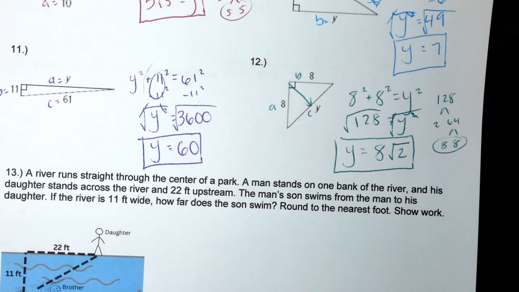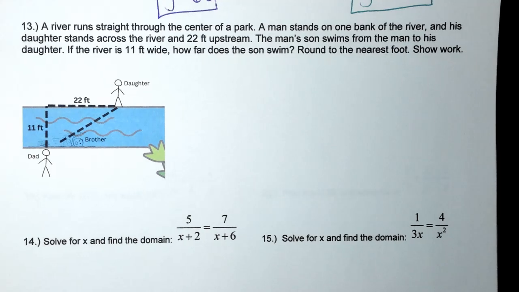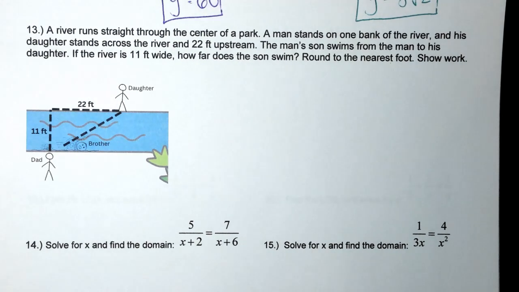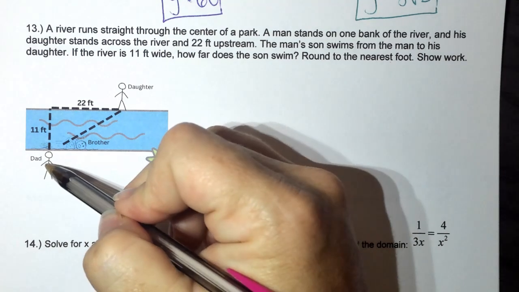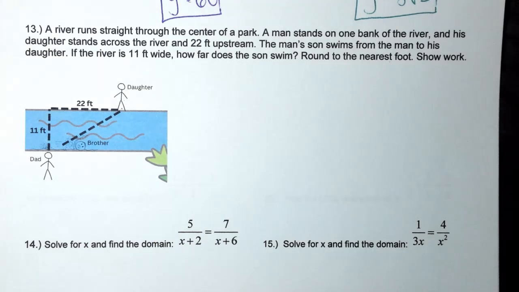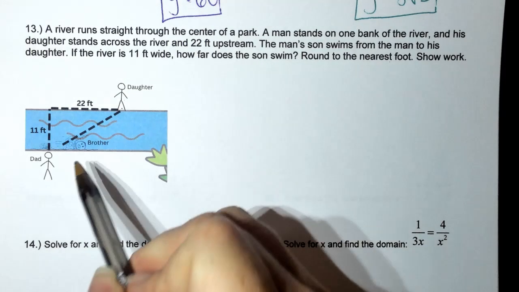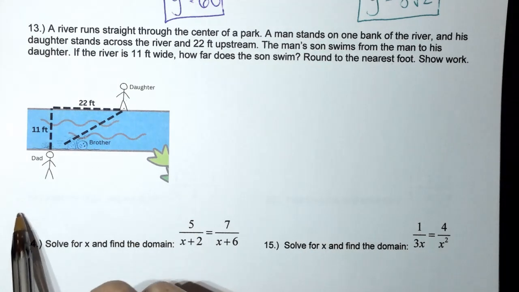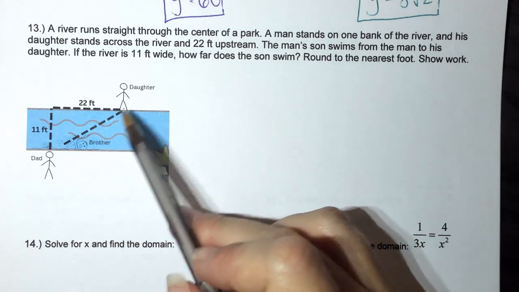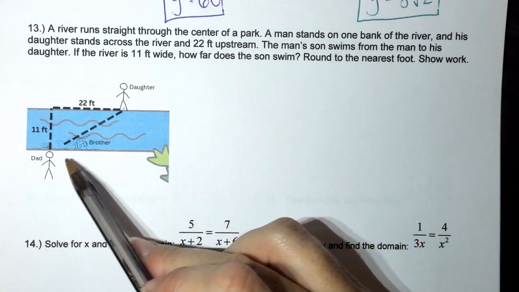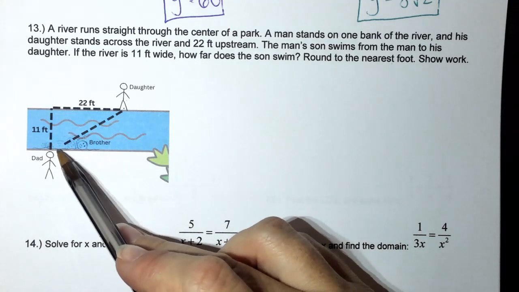Okay, number 13 has a picture for us. I printed mine in color. So it says a river runs straight through the center of a park. A man stands at one bank of the river and his daughter stands across the river and 22 feet upstream. So dad, 22 upstream, there's the daughter. The man's son, there's the brother, swims from the man to his daughter. If the river is 11 feet wide, how far does the son swim?